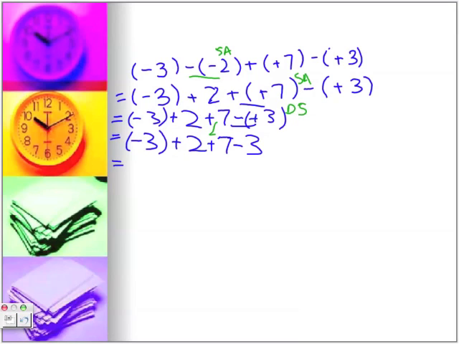Okay. So let's focus on the first two numbers. Negative 3 plus 2. What is the bigger number? 3. And what is the sign of the bigger number? Negative. So the answer here would be negative. These are two different signs, so it's going to be subtraction. Okay, so 3 minus 2 is 1. And then we just put the rest of the equation back.